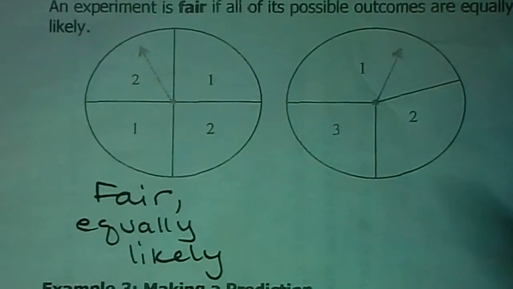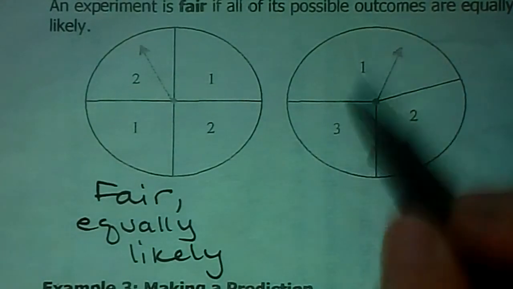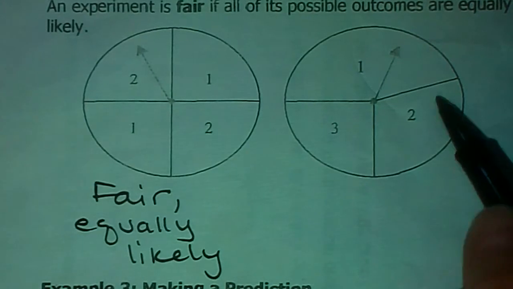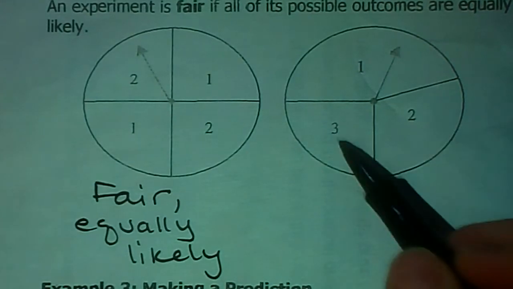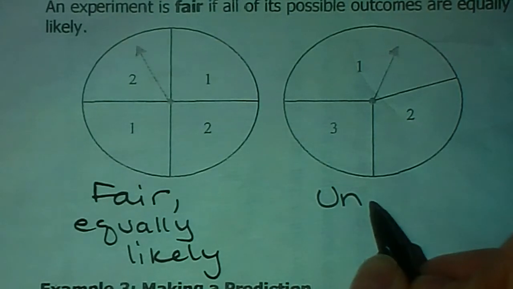When you look at this spinner, odds are that you're probably going to spin a 1, that takes up the greatest space, and then probably 2 next, that's a little bit more, and 3 isn't quite as much. So this really is unfair, or not fair.